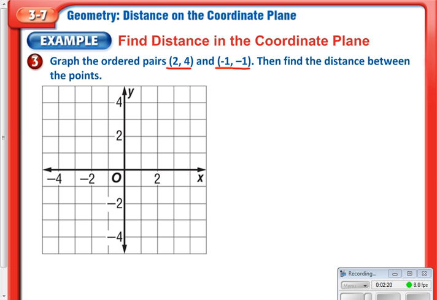Go to the right 2 and up 4. That is our first point. And I'm going to put a 1 by that. Maybe we'll just indicate that's point 1. Here's point 2. Point 2 is -1, -1. So again, start from the origin, to the left 1, down 1, and there would be point 2. Use the straight edge, connect your 2 points. Now we're going to need to figure out that distance, that red line.